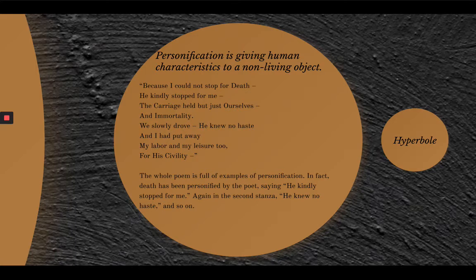In fact, death has been personified by the poet saying he kindly stopped for me. Again, in the second stanza, he knew no haste, and so on. Obviously, death is not a human, and so she gives him human characteristics through her poem to help you understand what she's trying to show you better.